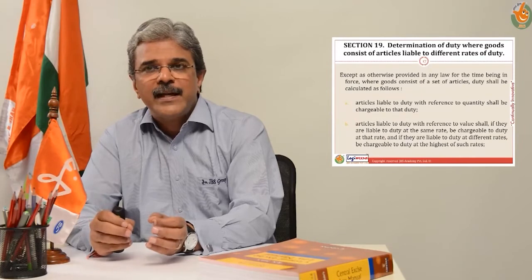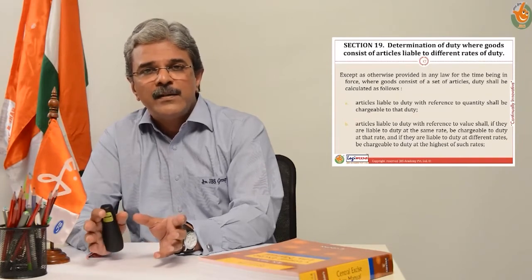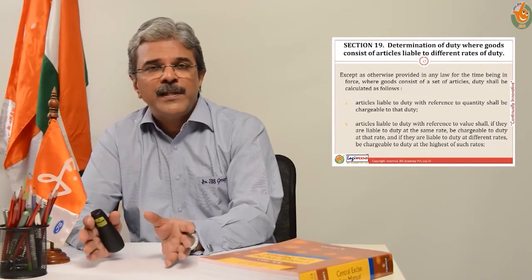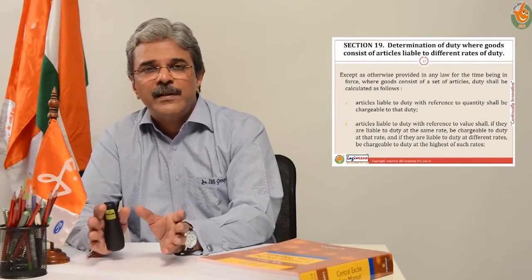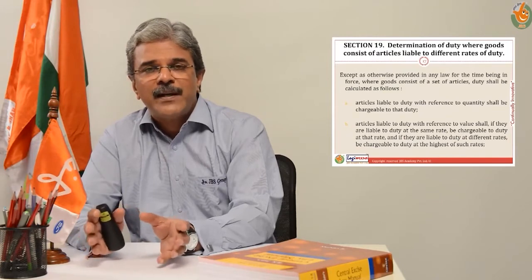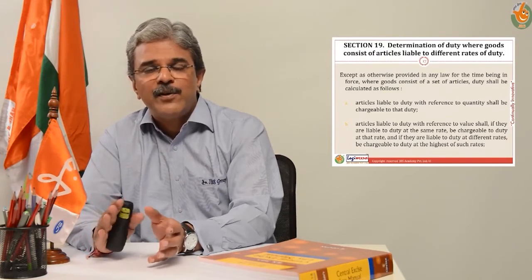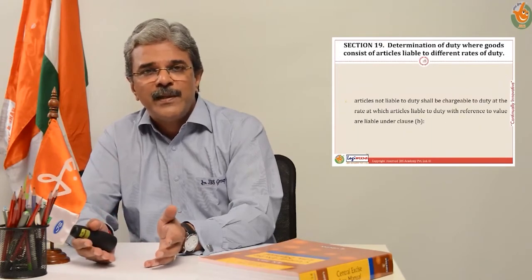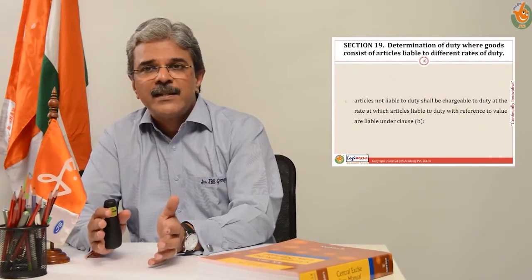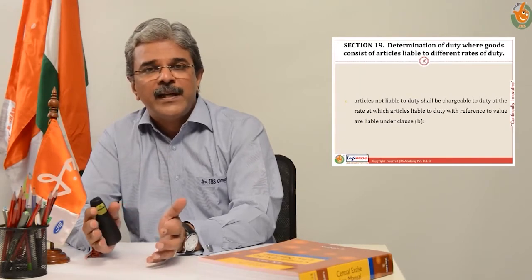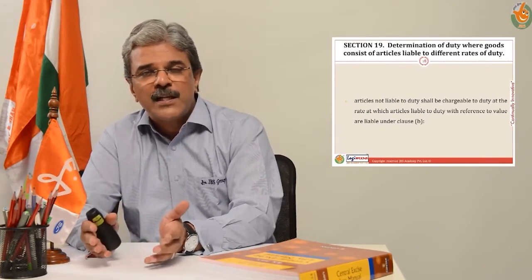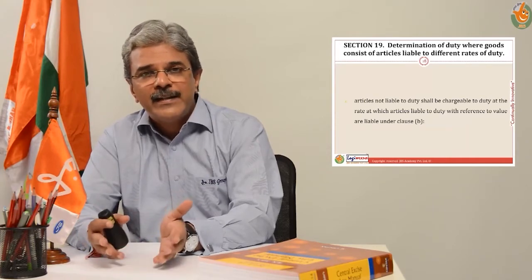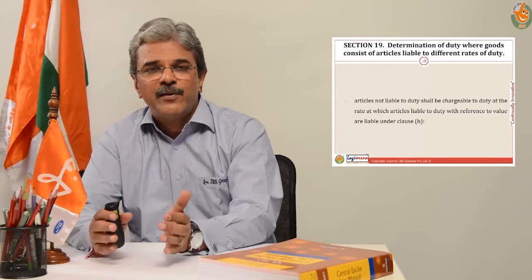The second case can be where the articles are of different value but they have the same rate of duty, then they will be charged to that rate of duty. The third is where it is a set but some articles are chargeable to a higher rate of duty and some to a lower rate of duty, then the highest rate of duty will be chargeable. And the last case can be when there are some items in the set which are not chargeable to duty but the rest are chargeable to duty, then the entire set will be charged to the highest rate of duty.